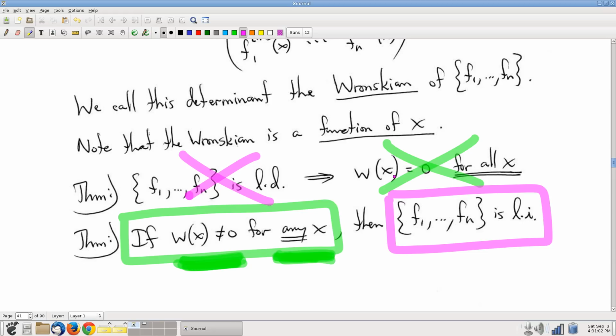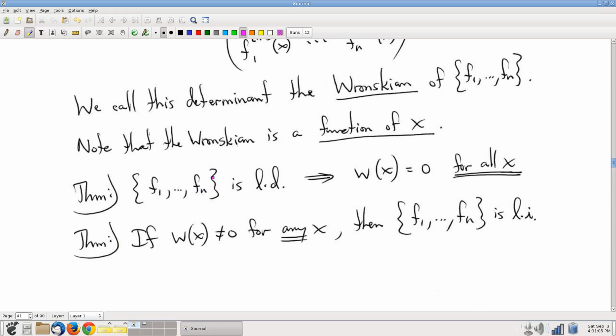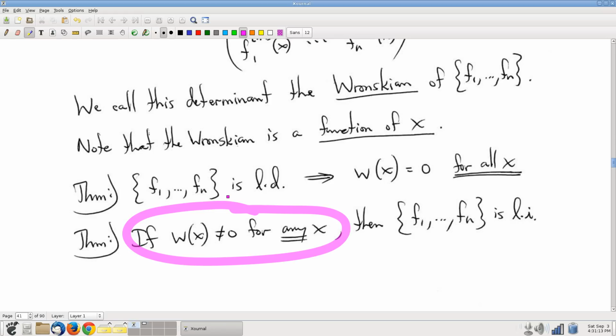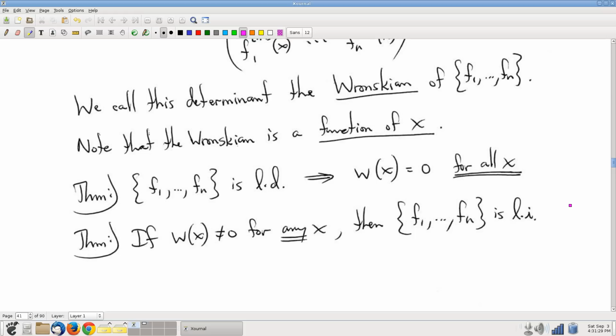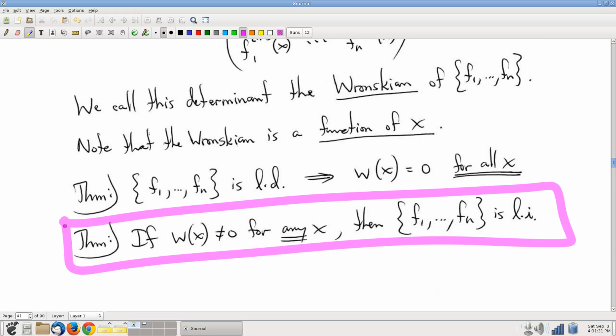So even though we started off seemingly by making an unfair assumption about something we were trying to decide, what we've turned that around into is a test, an easily checked algebraic test, the conclusion of which is possible clarity on the question we're interested in, namely, is this list of functions independent or dependent? Okay, so let's see a quick example. This is the big theorem about Wronskians. Make sure you memorize this theorem.